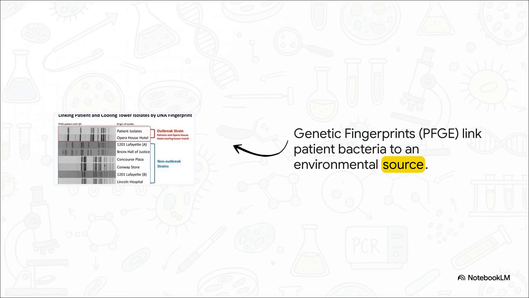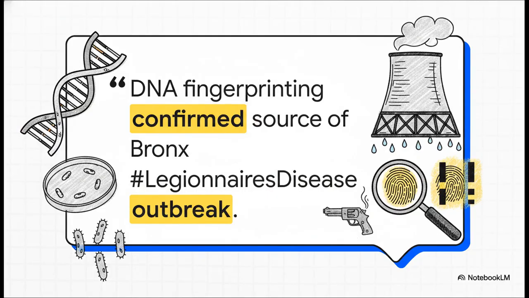They use a technique called pulsed field gel electrophoresis, or PFGE. The easiest way to think of it is as a highly specific DNA fingerprint. It allowed them to take the Legionella bacteria from the patients and compare its DNA pattern to bacteria they found in samples from water cooling towers all over the area. And the results? They were crystal clear.